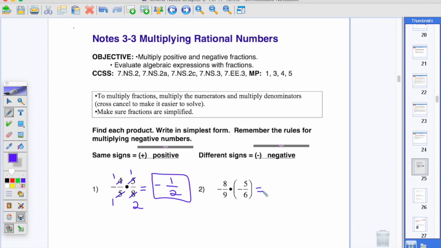In number 2, it's negative 8/9 times a negative 5/6. So we have two negatives, so your answer is positive. When we cross cancel, we can cross cancel the 8 and the 6 by taking out a 2 from both. So you're left with a 4 and a 3. We can't cross cancel anything else, so we multiply going across, so we get 20 over 27.